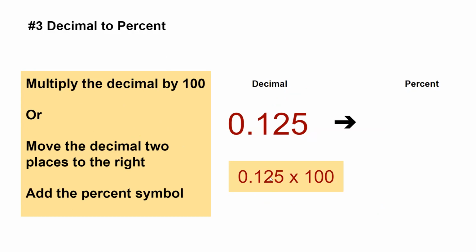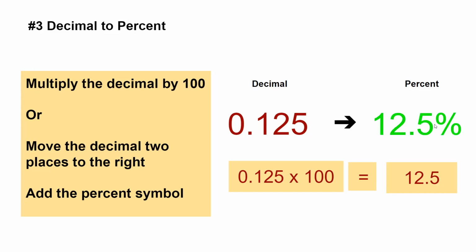So we take 0.125, we multiply by 100. I encourage you to follow along with these calculations so you get the same result. And we get the number 12.5. But we want to make sure that we add that percent symbol so that we are describing 12.5 as a percent. Okay, on to the last one.